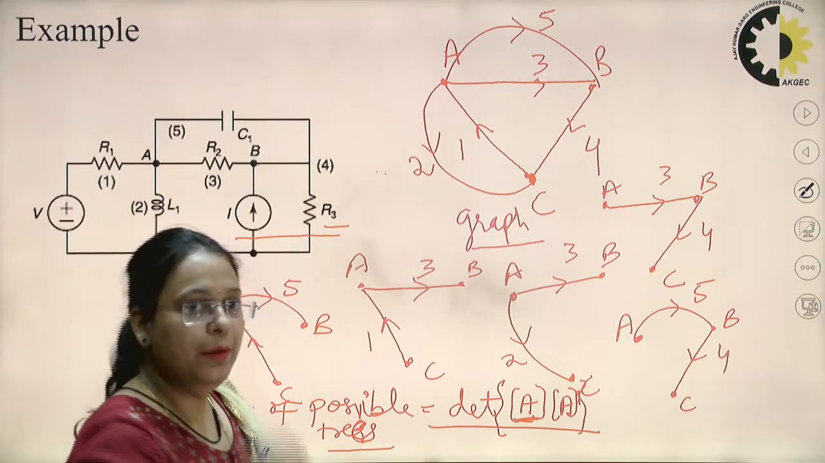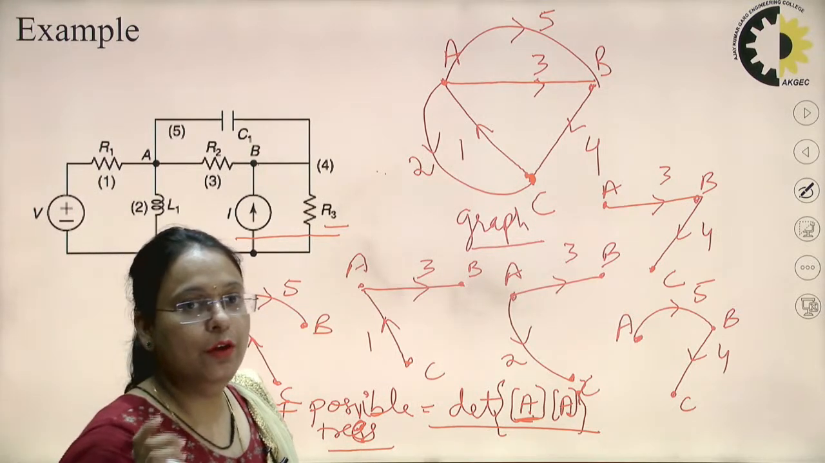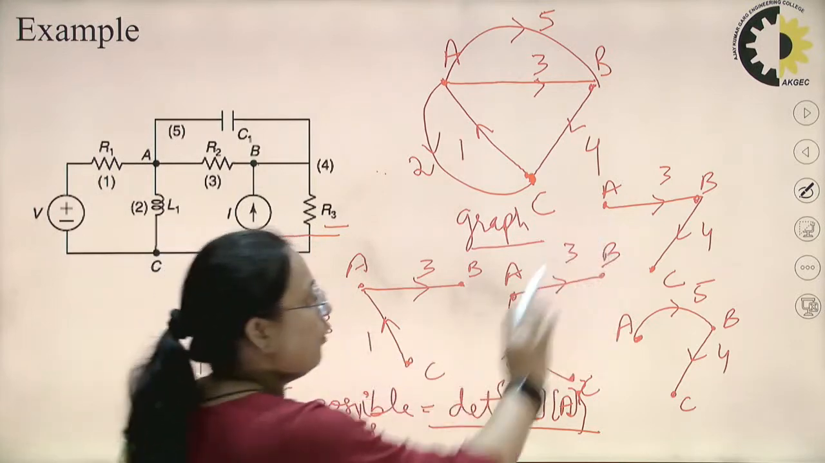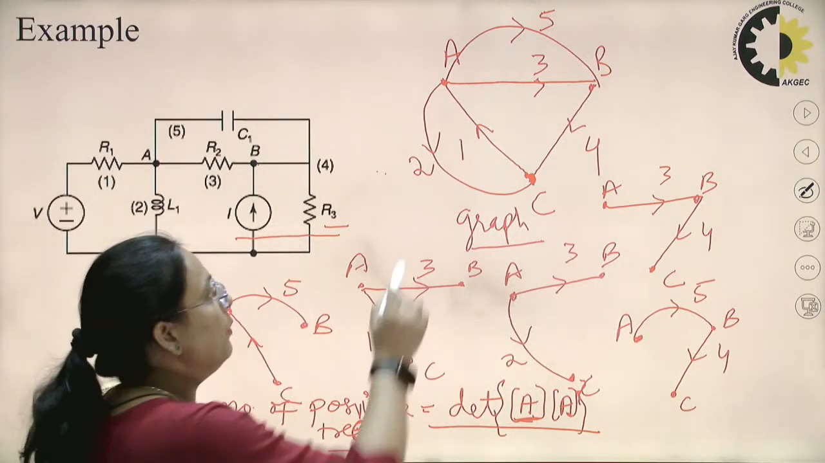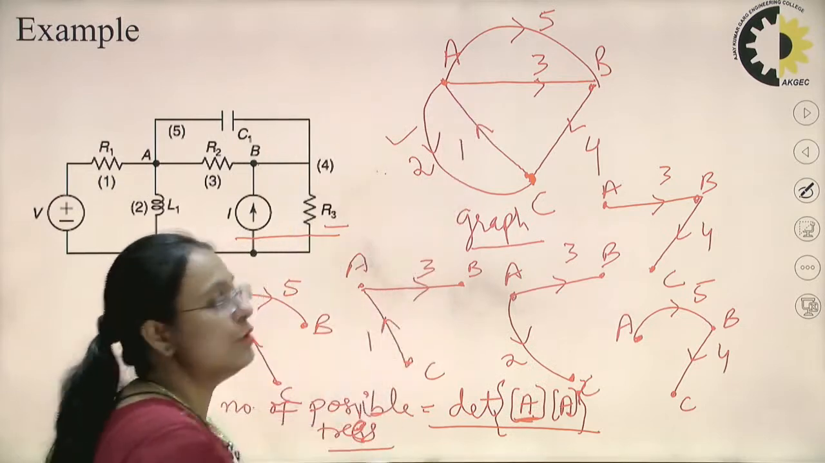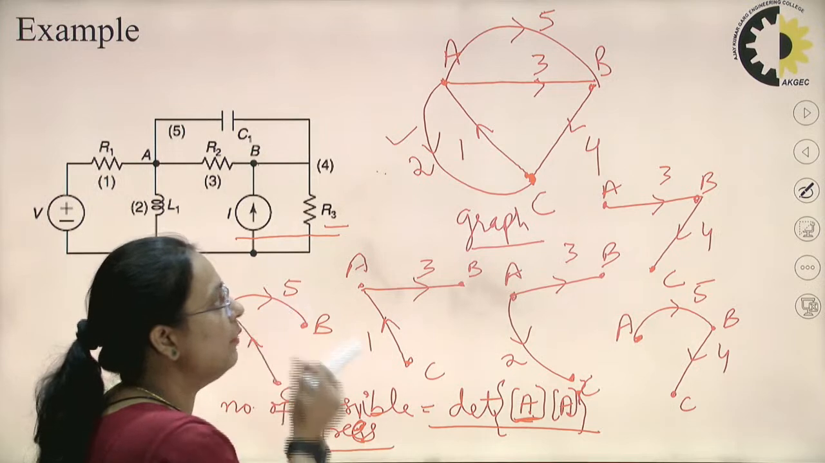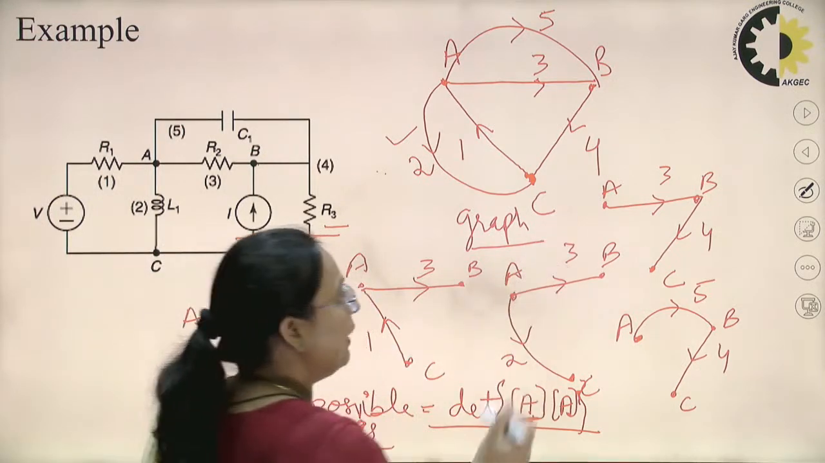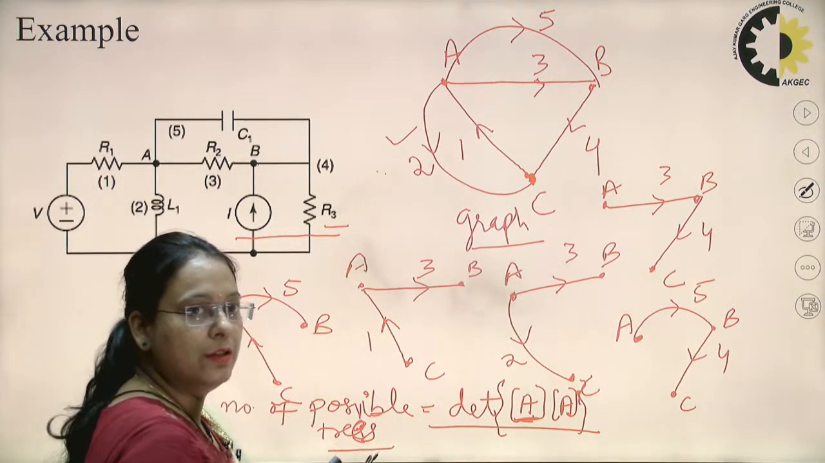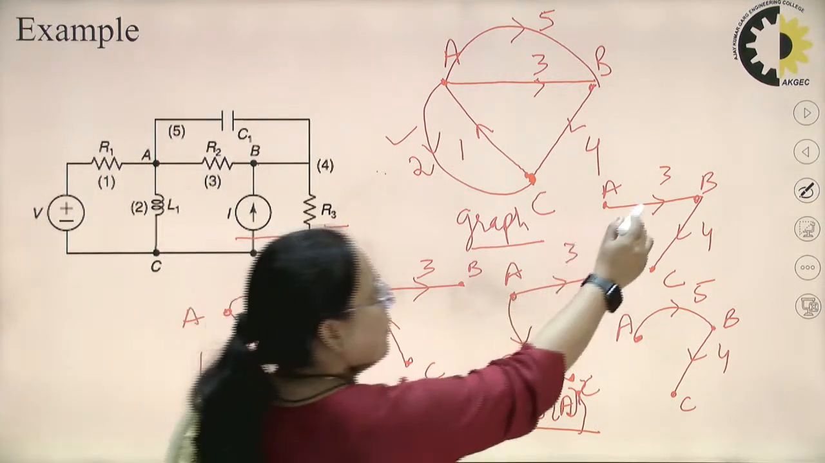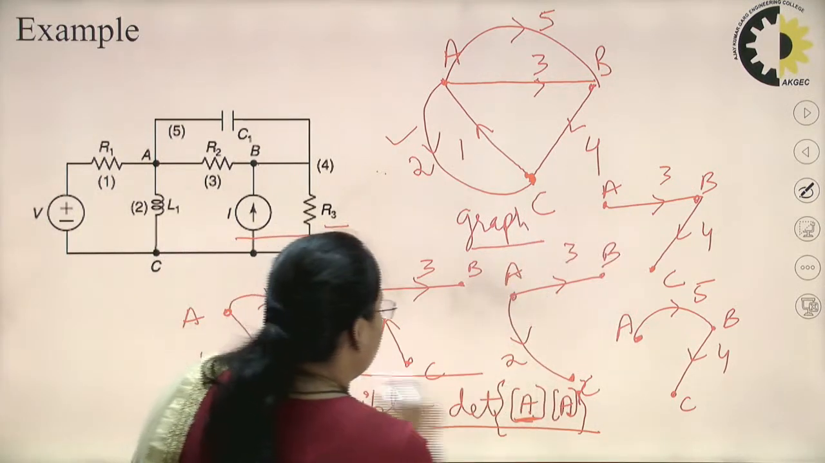So there could be many trees from a particular graph, and in all the trees you can observe the total number of nodes will be equal to the number of nodes in the graph, but the number of branches will be equal to or less than the number of branches in a graph. So you can see here, let's talk about this tree.